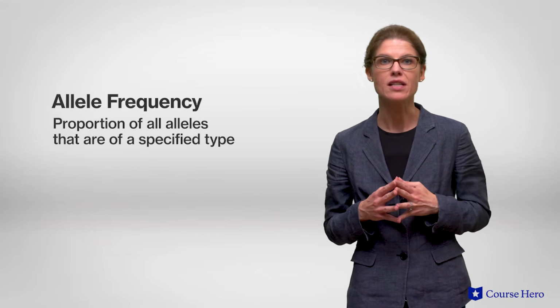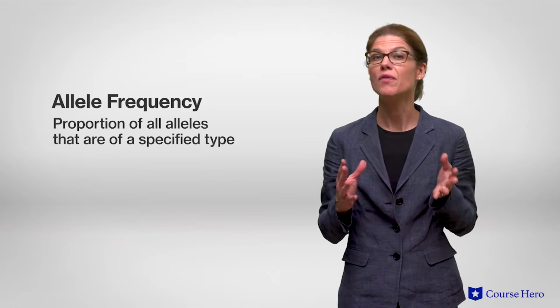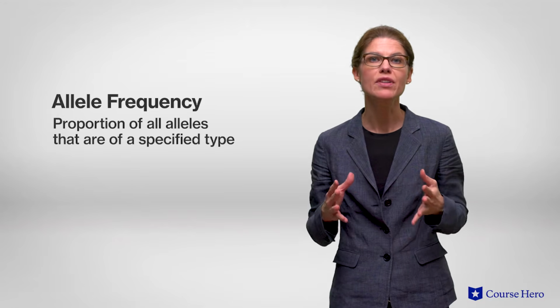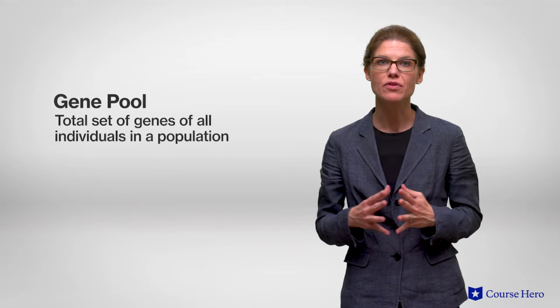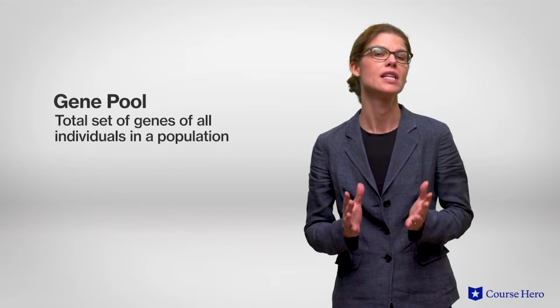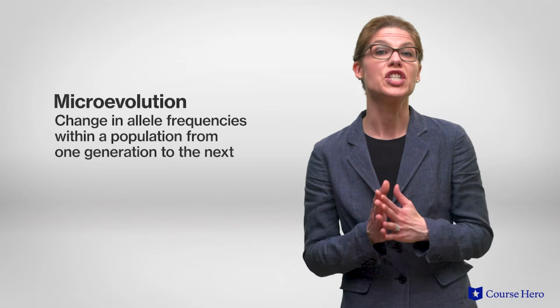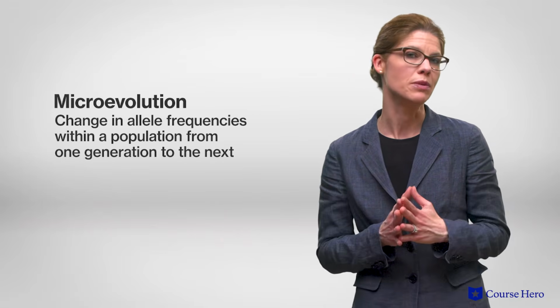Allele frequency is the relative proportion of a specific allele for a given gene within a population. In other words, it is a measure of the relative prevalence of a particular allele in a gene pool. A gene pool is the total set of genes of all individuals in a population. Microevolution occurs when there's a shift in the proportion of alleles in a gene pool.